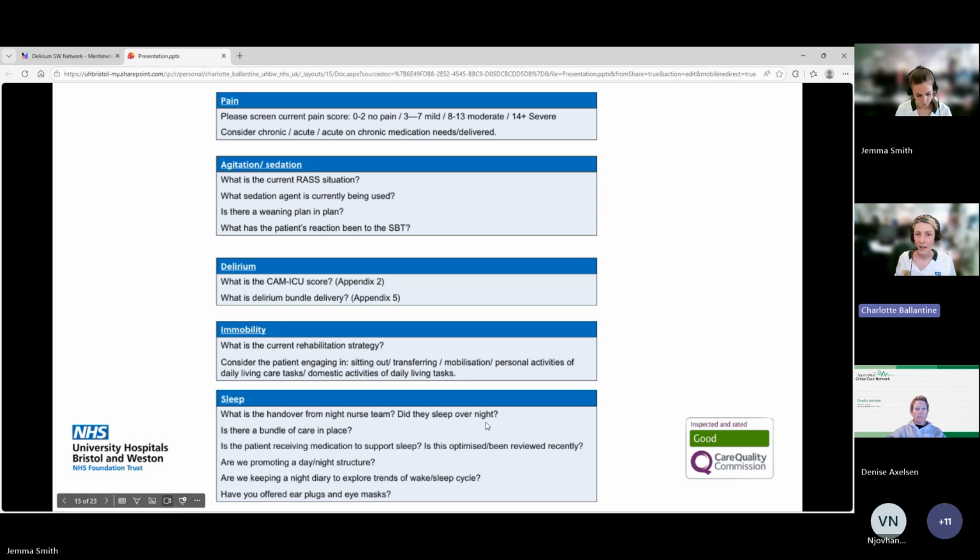Fab. So yeah, PADIS might be something that everyone's very familiar with. Could you raise your hand if you use this day to day and document it and use it to form your clinical reasoning? Fab. So a few of us are.